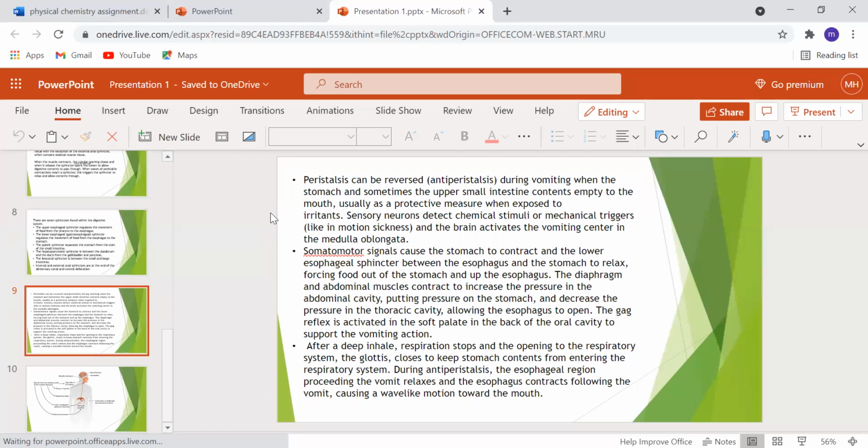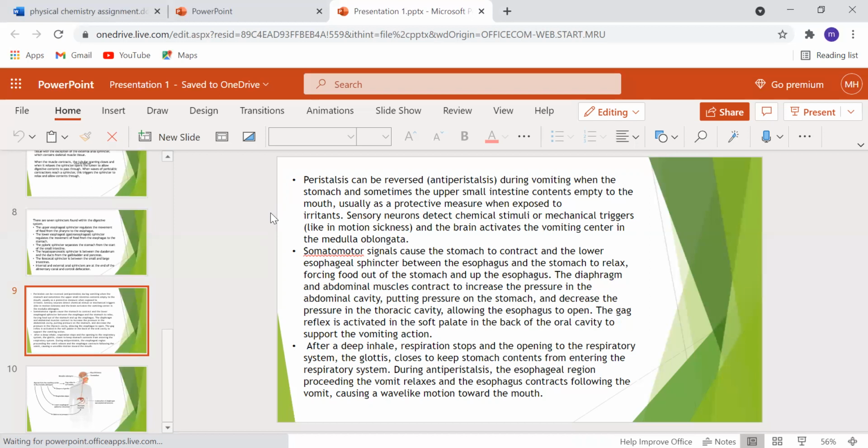Sensory neurons detect chemical stimuli or mechanical triggers, like in motion sickness, and the brain activates the vomiting center in the medulla oblongata, which is in the brain. Somatomotor signals cause the stomach to contract, and the lower esophagus relaxes, forcing food out of the stomach and up the esophagus. The diaphragm and abdominal muscles contract to increase the pressure in the abdominal cavity.